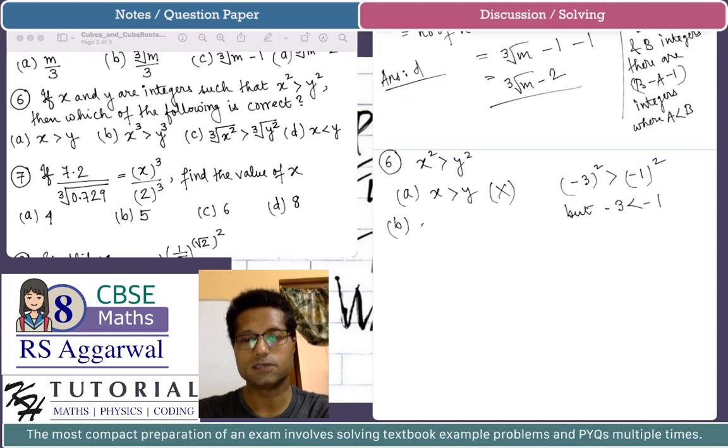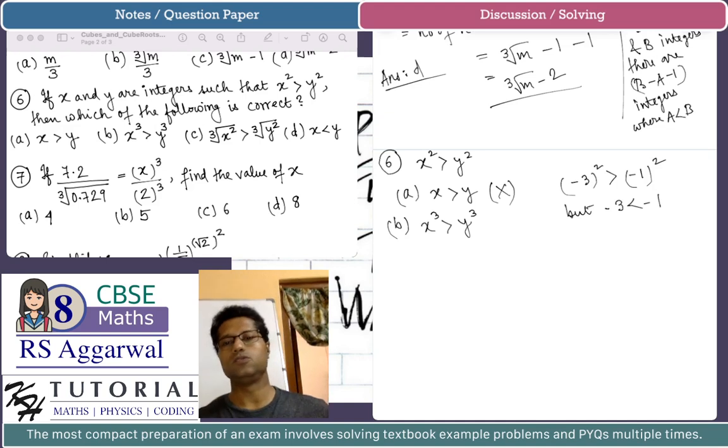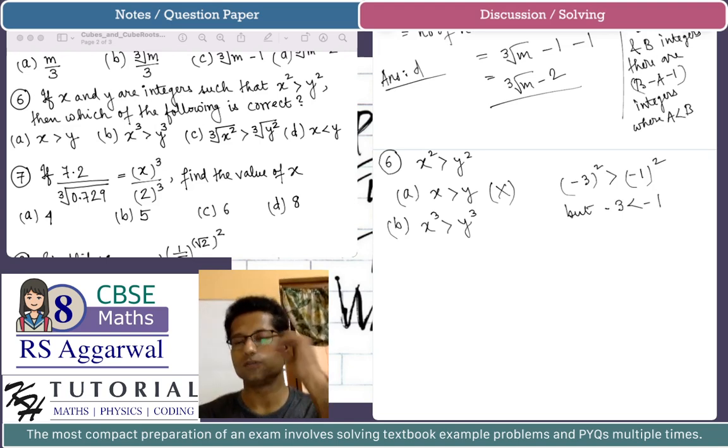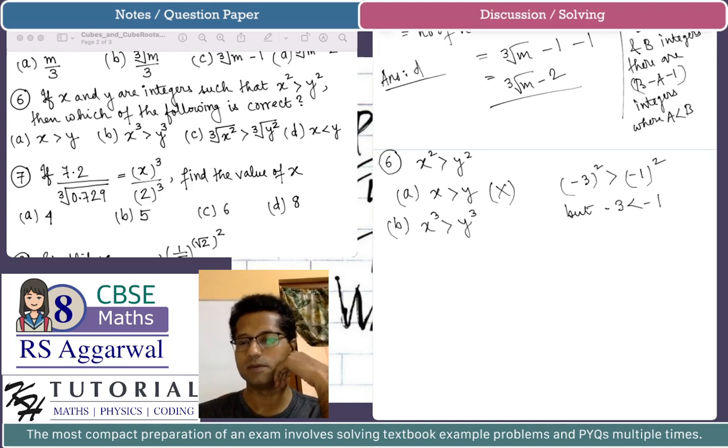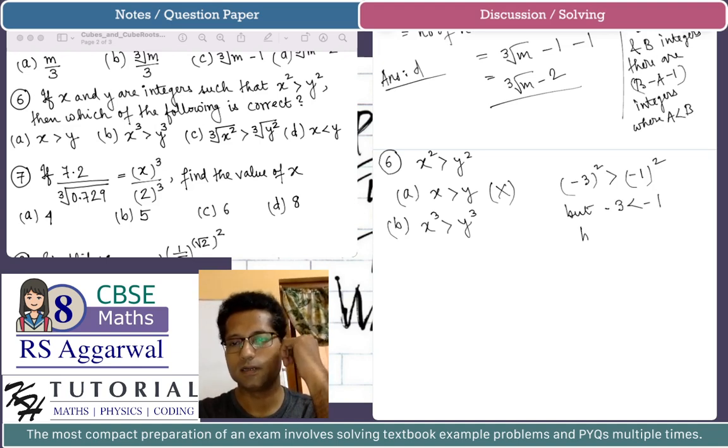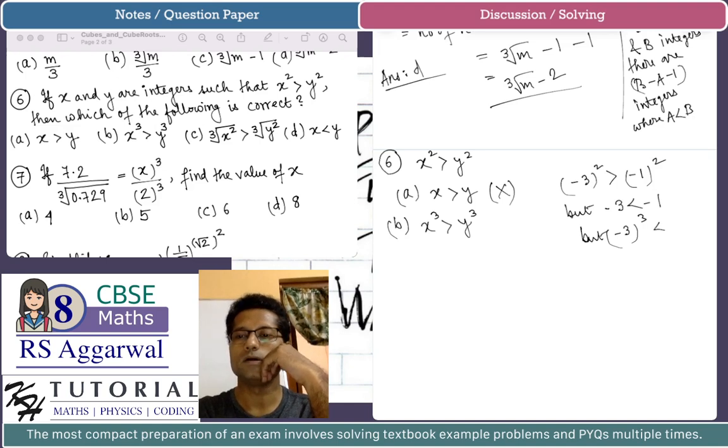Choice B is x cube is greater than y cube. Now, if you take the same example, this will also not necessarily be true all the time when x square is greater than y square. If you take x as minus 3 and y as minus 1, you will see minus 3 square is 9, which is greater than minus 1 square, 1. But you can see that minus 3 cube is less than minus 1 cube.